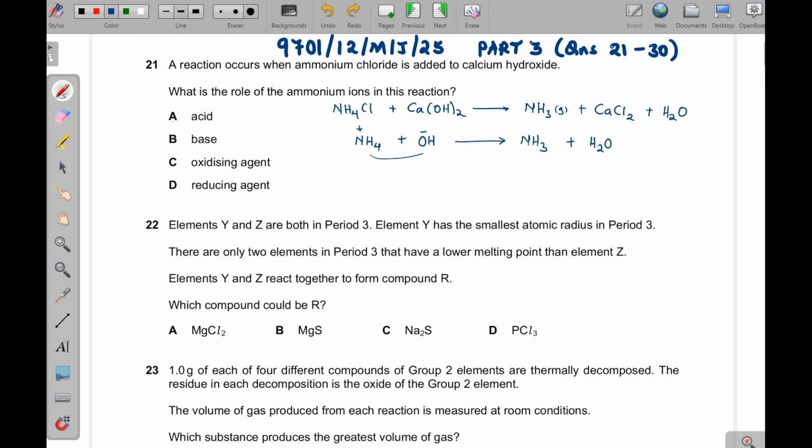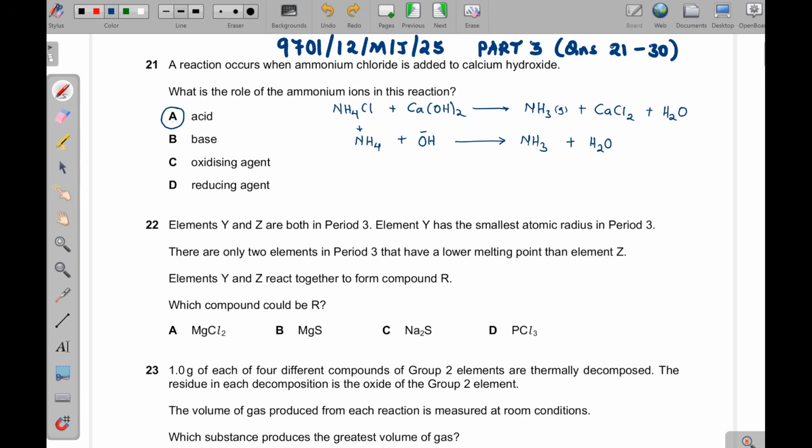Okay, so this one donates a proton, and because it is donating a proton, that means this one acts as an acid. So what's the role of ammonium ions? Okay, it acts as an acid. It donates a proton to the OH ions and then to get this ammonia.